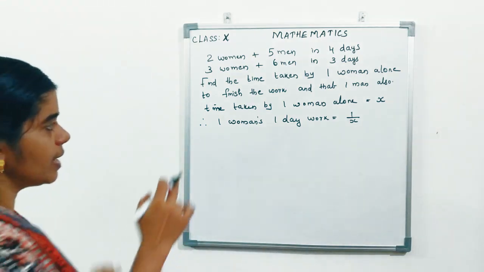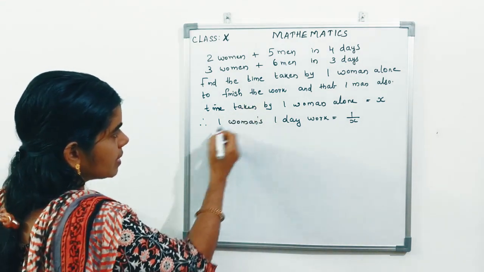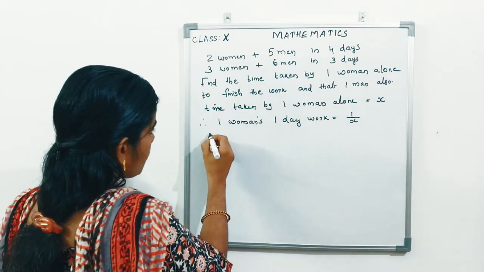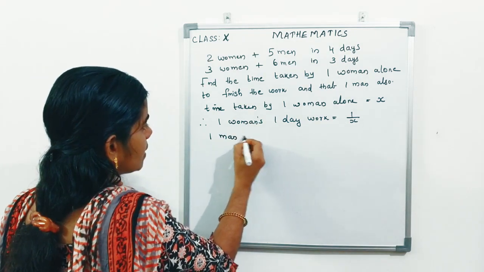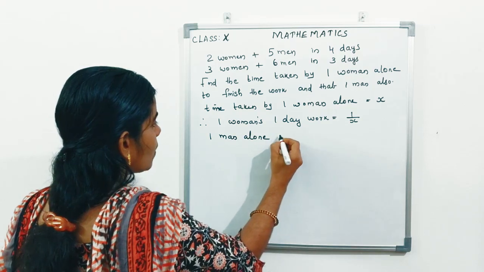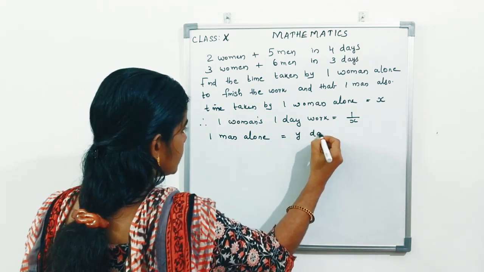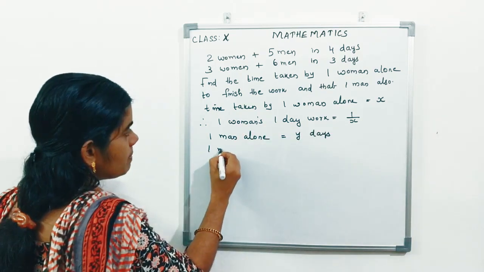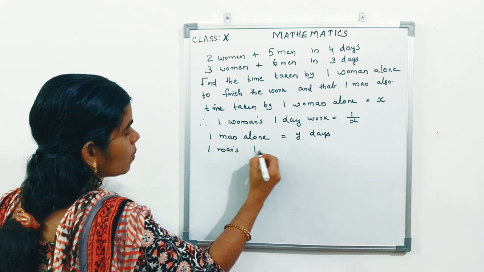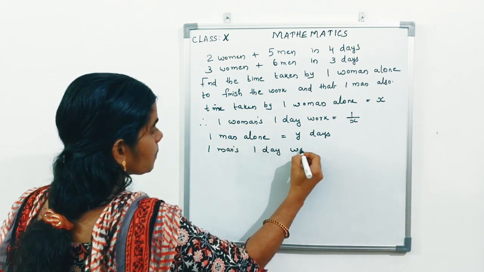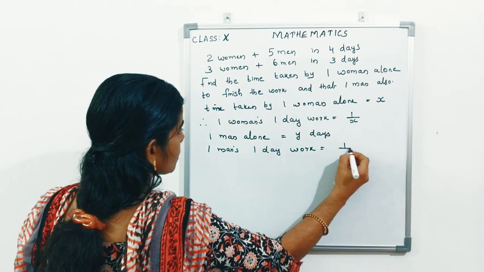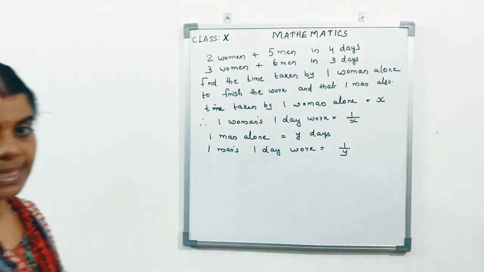The same way, we can take one man alone takes y days. Therefore, one man's 1 day work is equal to 1 by y. Is it clear now?